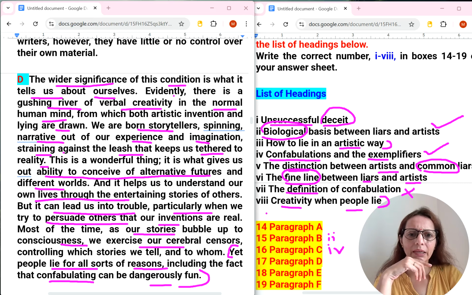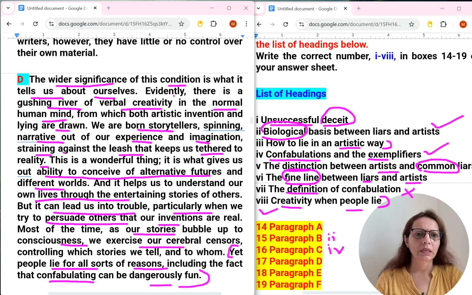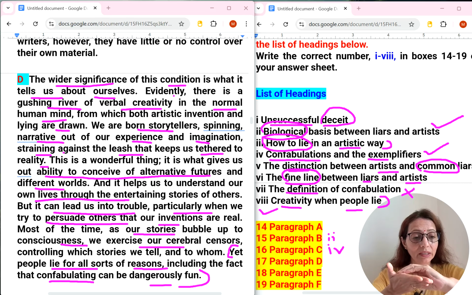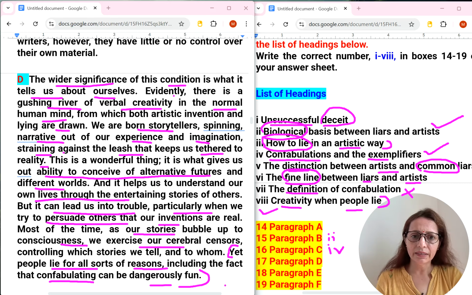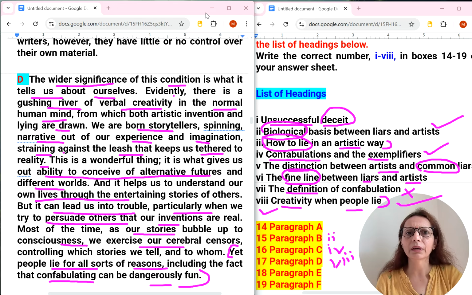Creativity when people lie, I think I will go with that. How to lie means they are explaining the method, so here no method is given. Creativity when people lie, we can select this eighth number with D number paragraph. Now coming to E number paragraph.